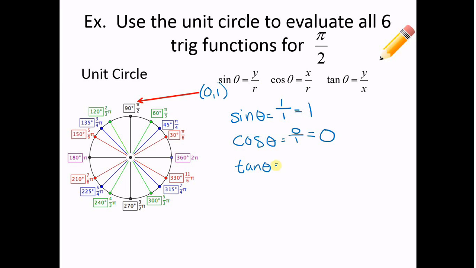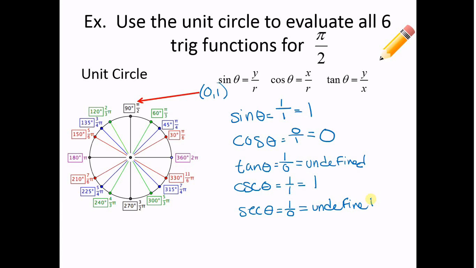Tangent of theta, y over x. Y over x. Bad news, that's undefined again. Okay, what about cosecant? That should be sine flipped, so 1 over 1, still 1, haven't changed much. Secant of theta is 1 over 0. Bad news bears, that's undefined. Because I have 0 on the bottom, right? Cotangent of theta is 0 over 1, which is just 0.